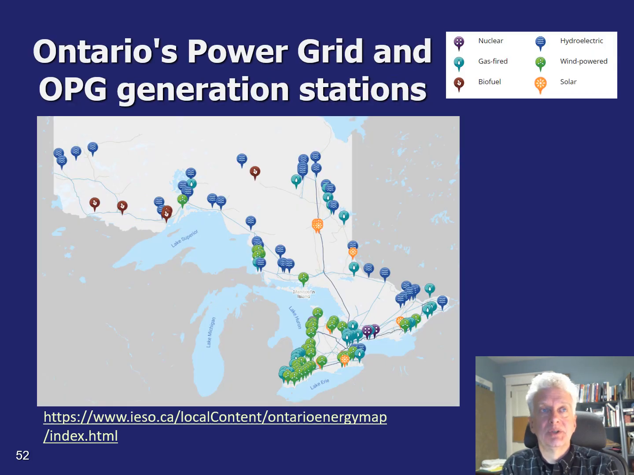Here's a really nice new map that was put out by Ontario Power Generation, OPG, that shows the location of nuclear, gas, biofuel, hydroelectric, wind, and solar plants across the province. And you can see there's quite an interesting mix. Hydro's scattered across many of the more remote links across the north. And down in southern Ontario, there's a lot of the light green circles showing wind power.